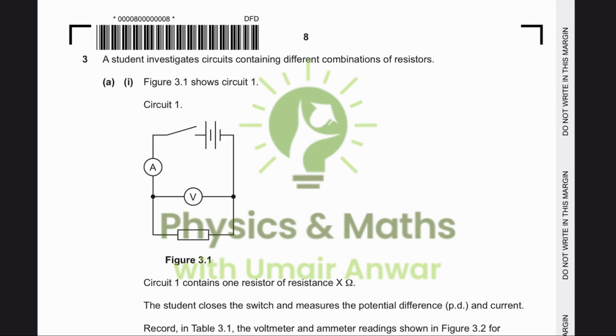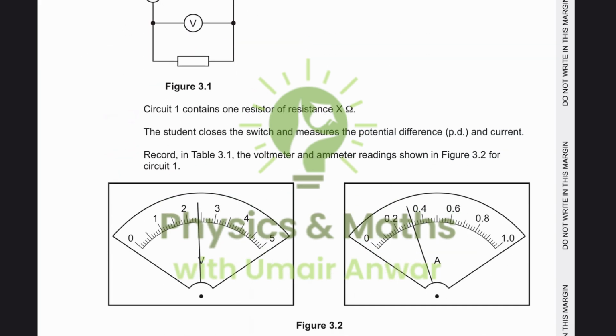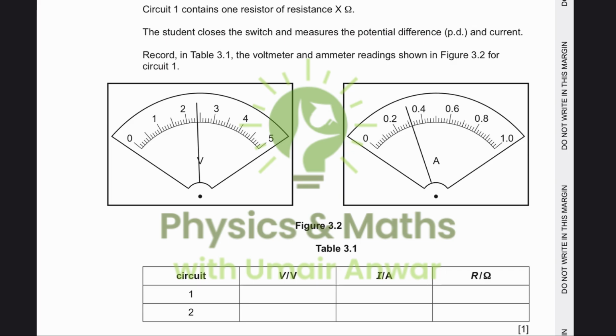Moving on to question number 3. It says a student investigates a circuit containing different combinations of resistors. Figure 3.1 shows circuit 1. In this circuit, there is a battery, a switch, an ammeter, a voltmeter, and a single resistor. Circuit 1 contains one resistor of resistance X ohms. The student closes the switch and measures the potential difference, PD, and the current. Record in table 3.1 the voltmeter and ammeter readings shown in figure 3.2 for circuit 1.